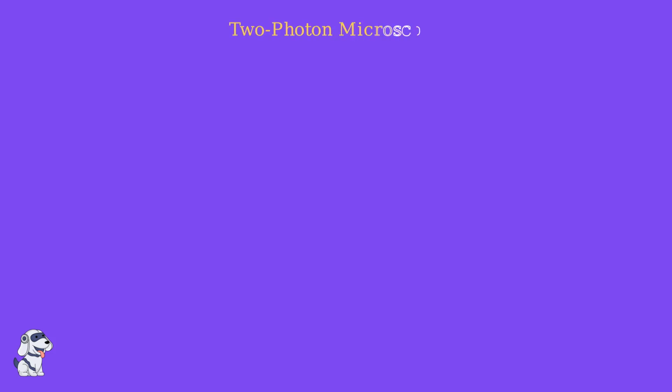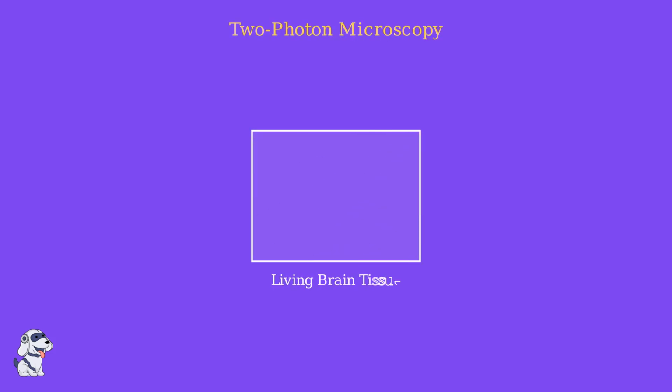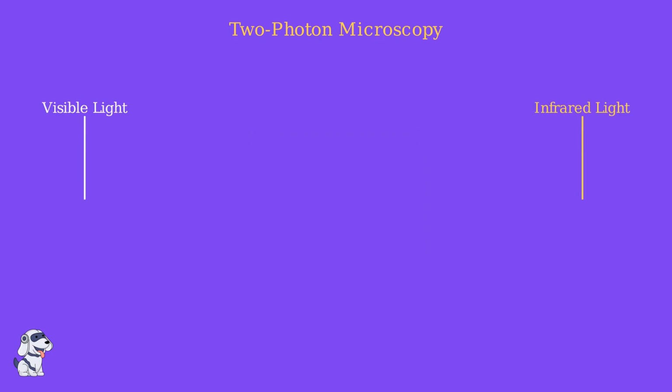Standard microscopes struggle to image deep into living tissues. Traditional visible light scatters easily, and high-energy lasers often damage the delicate cells they illuminate. Two-photon microscopy solves this by using long-wavelength infrared light. Because infrared light is less energetic, it passes through tissue with much less scattering and minimal phototoxicity.